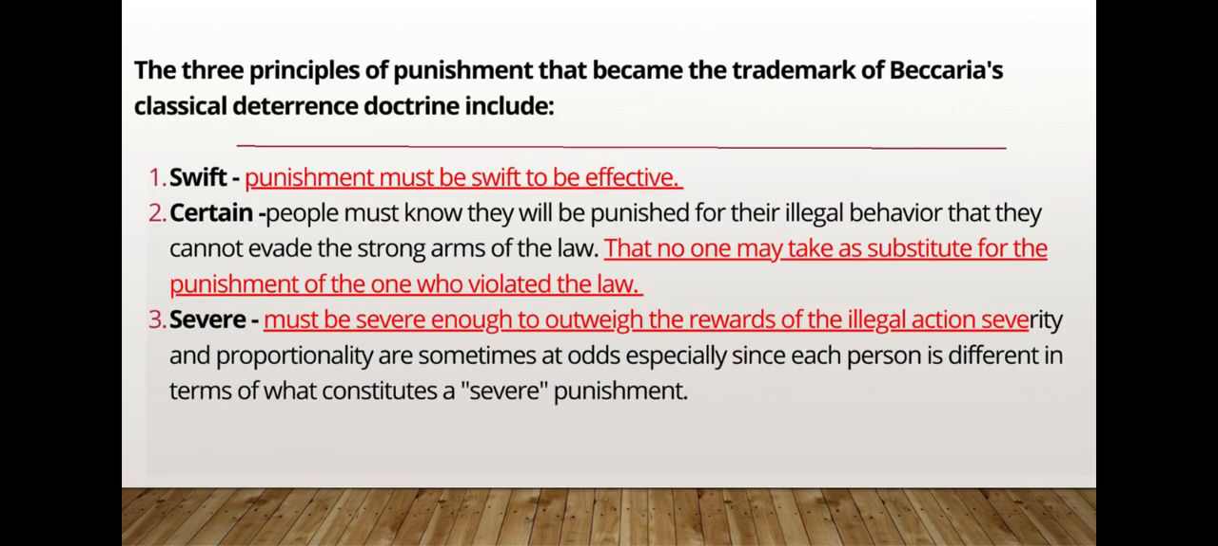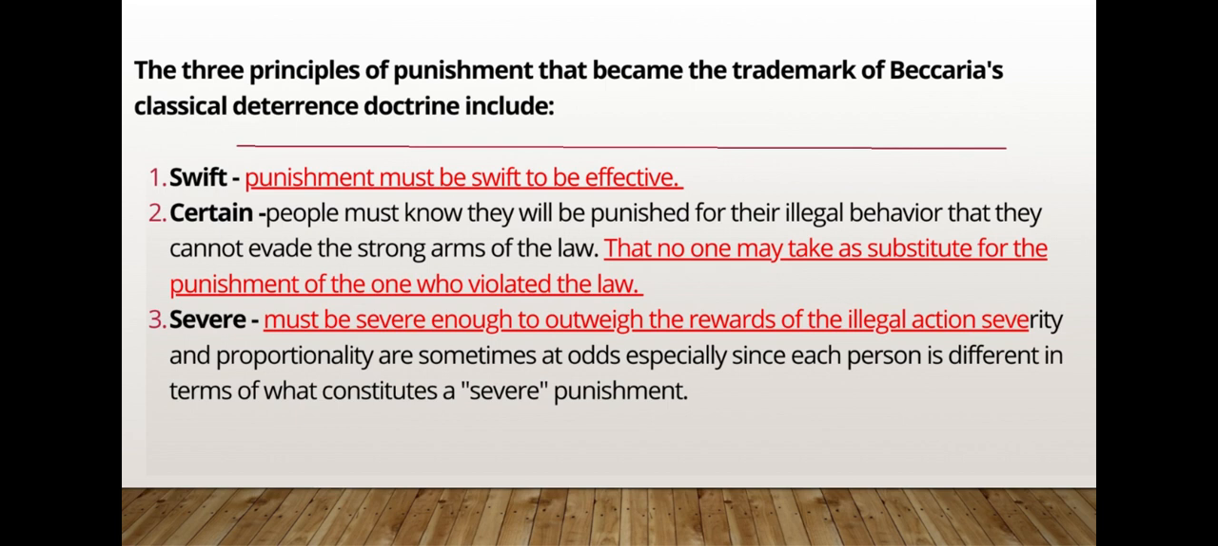And under the classical perspective, meron tayong tinatawag na three principle of punishment according to the trademark of Becarius. First principle, swift. When we say swift, mabilis. Punishment must be swift to be effective. Dapat daw ang punishment is mabilis siyang i-effect. Bakit? Kasi maaaring yung isang tao na nakakommit ng crime, kapag hindi mo siya pinarusahan agad, anong pwedeng mangyari?